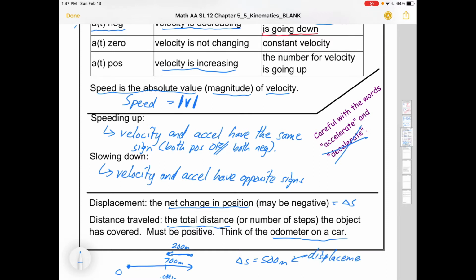The distance that you travel, though, is sort of the number of footsteps that you covered, would be 700 meters plus 200 meters. And really, it's this drawing that helps us figure out that even though in the end you only end up 500 meters from where you started, you've traveled 900 meters. All right, this is all pretty abstract, so let's take a look at some examples.